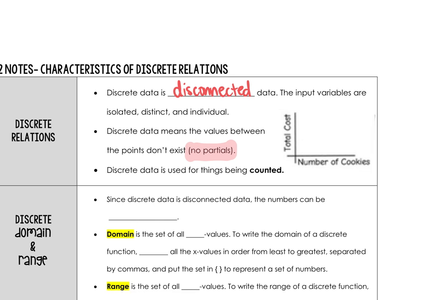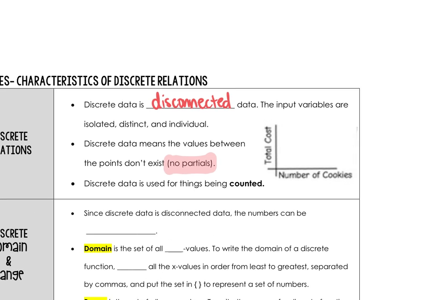And I've given you a little coordinate grid over here, which would be an example of a discrete scenario. Because if you go to Crumble Cookie, are they going to let you buy 1.5 cookies? Are they going to let you buy 1.25 cookies? No, there are no partials. You have to go there and buy 1 cookie or 2 or 6 or 12, right? There are no partials. So this would be an example of a discrete scenario.